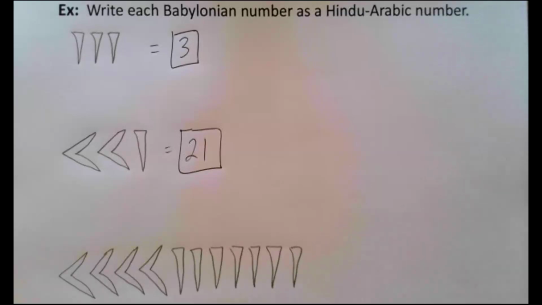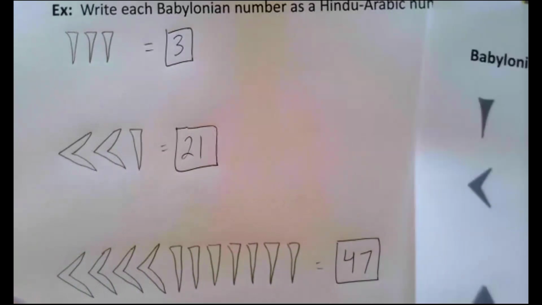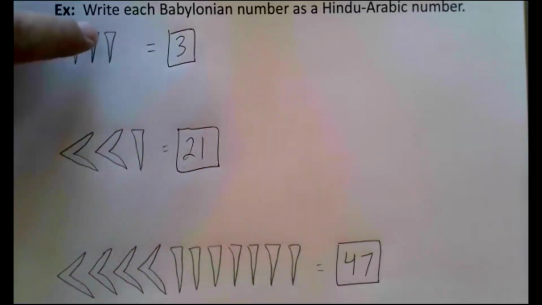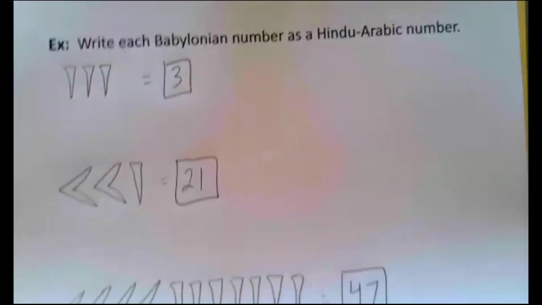So this is actually equal to 47. 4 sets of 10, 7 sets of 1. Right? We got 4 of those and 7 of those, 47. So the way the Babylonians wrote their numbers, all the way up to 59, it was all basically how many 10s and how many 1s do you have? But once they hit 60, now they have to move over to another place value. Now it gets a little more difficult, a little strange. So let's go ahead and see that in our next few examples here.